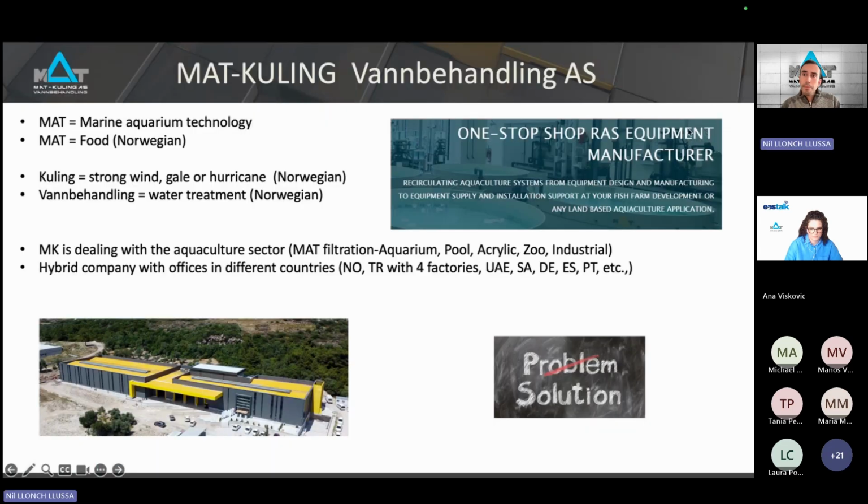To start off, here is a brief introduction of the company. MAT stands for Marine Aquarium Technology. This is a company that was first created for providing technology for aquariums. Thereafter, MAT Kuling was created for dealing with the aquaculture sector. This is a Norwegian company, therefore the related Norwegian words in the name.